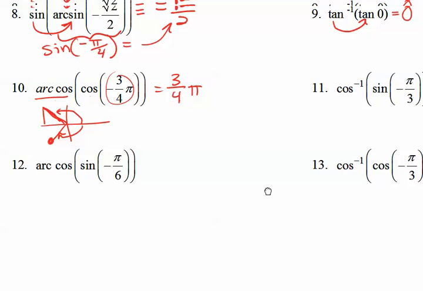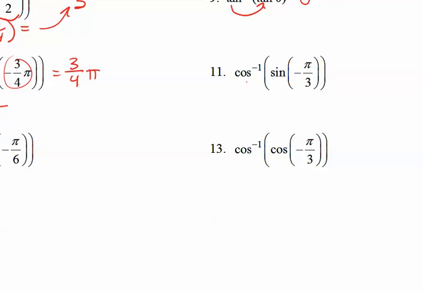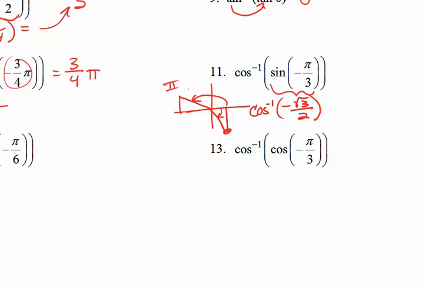And number 11, we want to do the inverse cosine of the sine of negative pi over 3. So we have to think this through here. The sine of negative pi over 3 is negative square root of 3 over 2. And now we want to say what angle has that as its cosine. And cosine is negative over here in quadrant 2. So for our cosine, we're restricted to quadrants 1 and 2. So this would be our 5/6 pi.